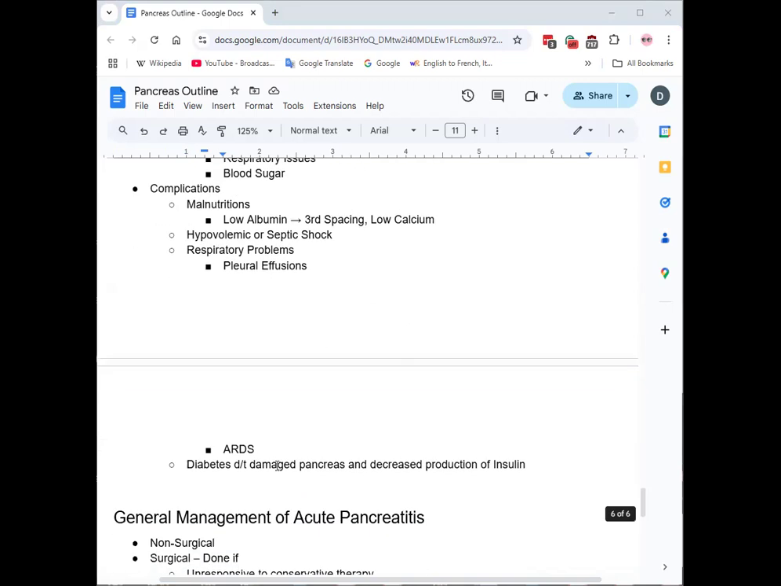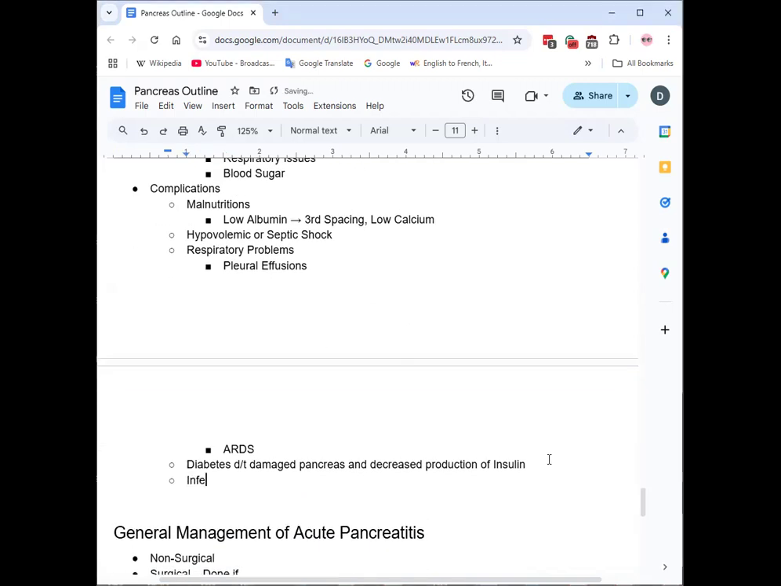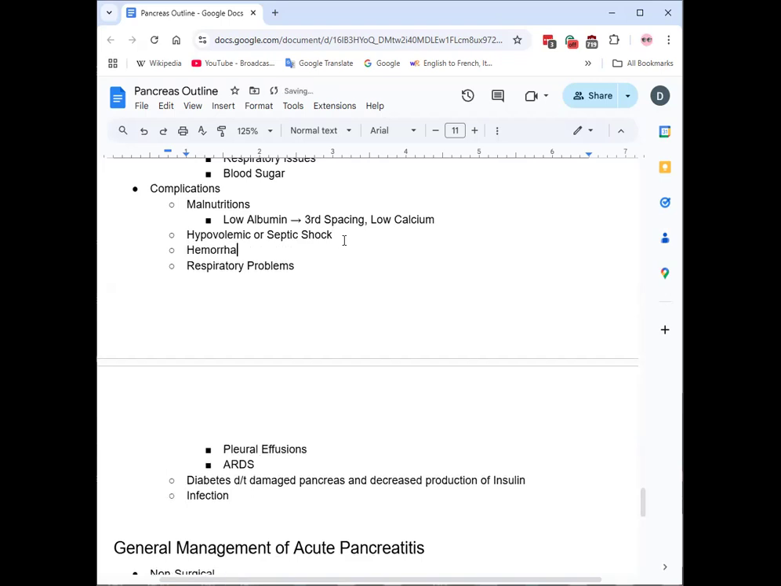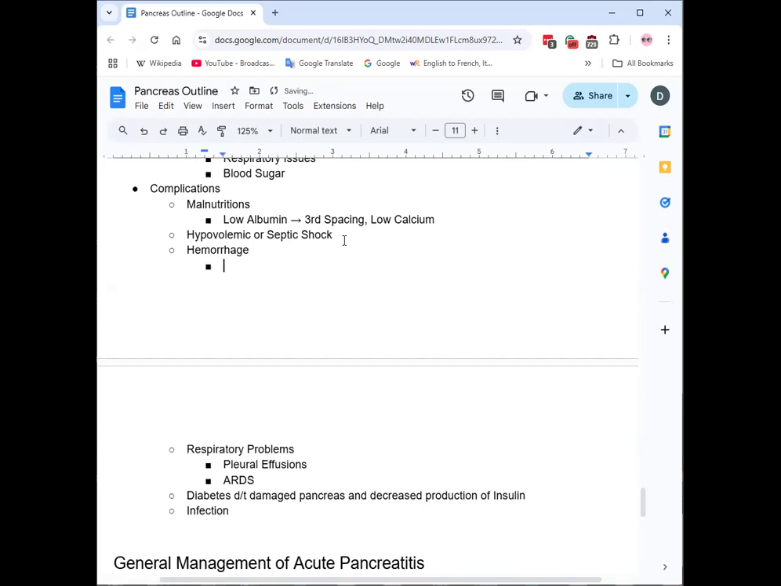What else? Infection, hemorrhaging. So we talked about the hypovolemic, but let's talk about hemorrhaging. What are some things you want to do if they are hemorrhaging? Before they start hemorrhaging, what do you want to ensure that you have access to? Think back to your blood administration. What do you want to make sure this person who is at risk of bleeding has?